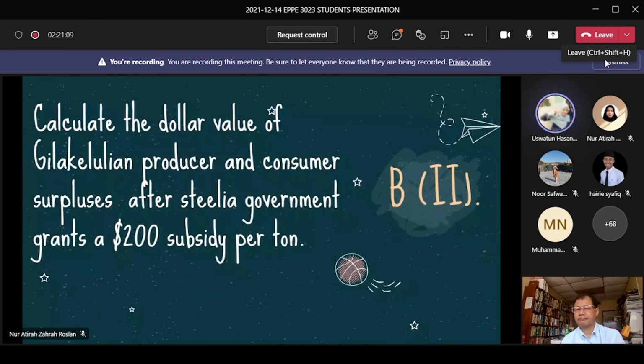Okay, thank you, Rizwan. My name is Uswatun Hasanah. The next question is to calculate the dollar value of Gila Keluli's producer and consumer surplus after the Stelia government grants a $200 subsidy per ton. When the Stelia national government grants the subsidy, this will make the price fall from $400 per ton to $200 per ton, and this will affect Gila Keluli because the country is a price taker. Next, Safa.